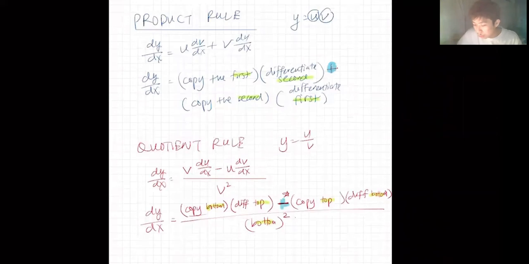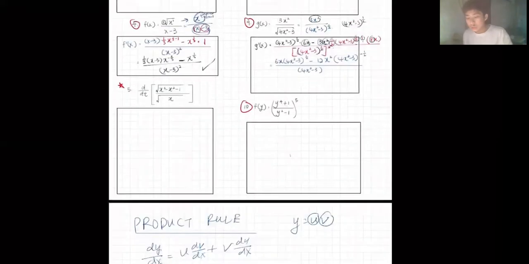This plus, this minus. Very ugly. Let me use other colors. Let me use yellow. This plus, this minus. Don't ever forget it, okay? This is all the thing you need to know. Just try to get used to the formula. So that is it for quotient rule.